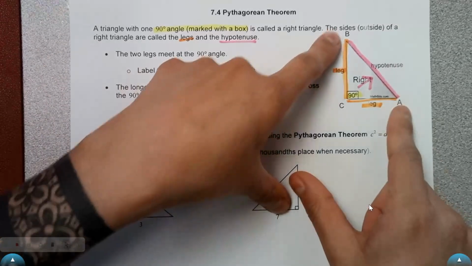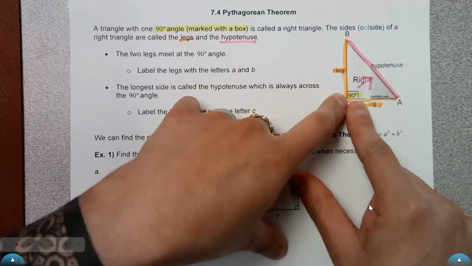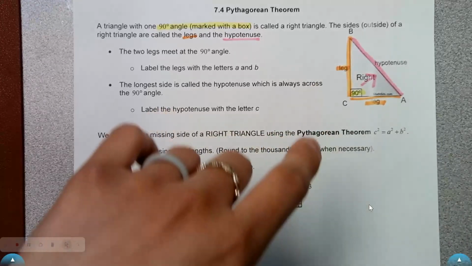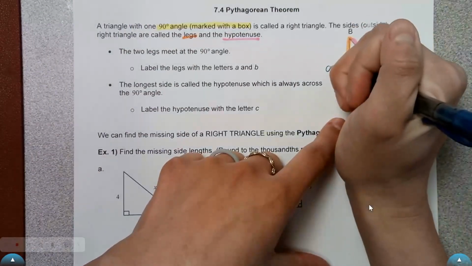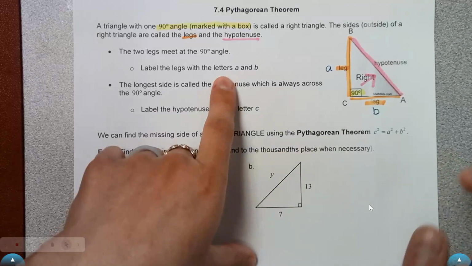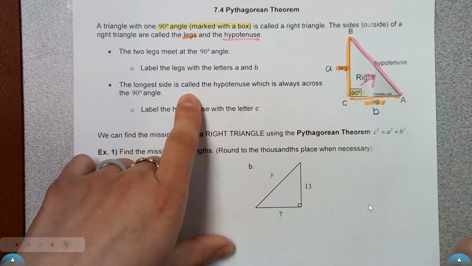So in the orange, you see how the two outside legs meet at the 90 degrees. They create that box. Okay, those are going to be my legs. I'm going to mark them A and B. So let me do that right now. So I have A and B. And I use lowercase a and b, right, because it tells me to, and because the capital ones are already being used.